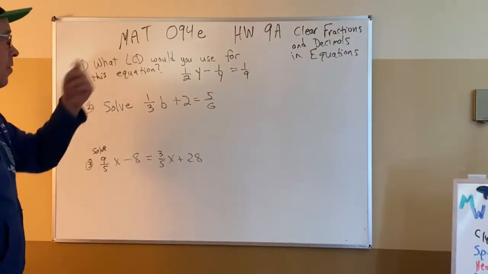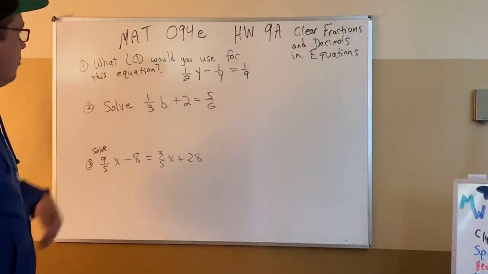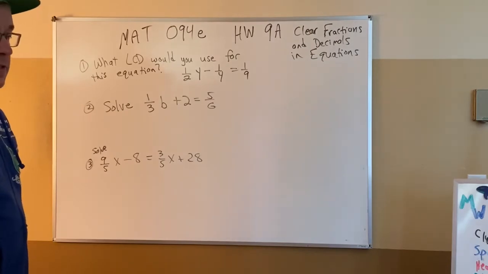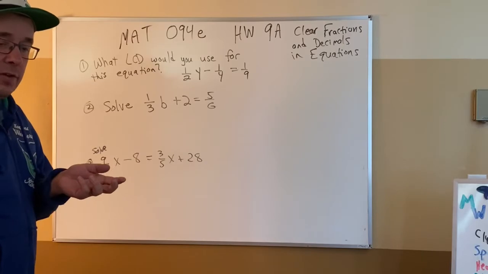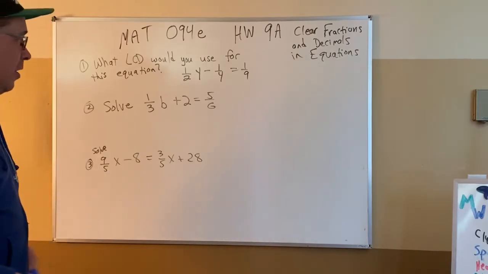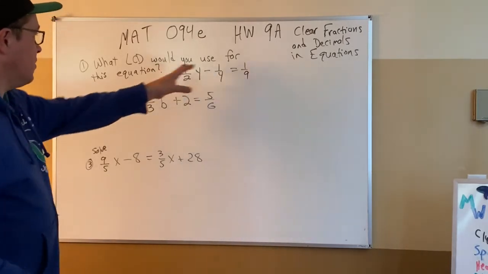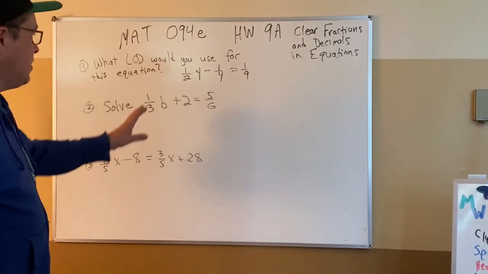Okay, so homework 9A goes with 9A's lecture, which is about how to clear fractions and decimals before you start working to solve an equation. And when you do that solving, you'll be working with integers for all of your coefficients and constants. So here's the first one. What would you use as an LCD to cancel these?